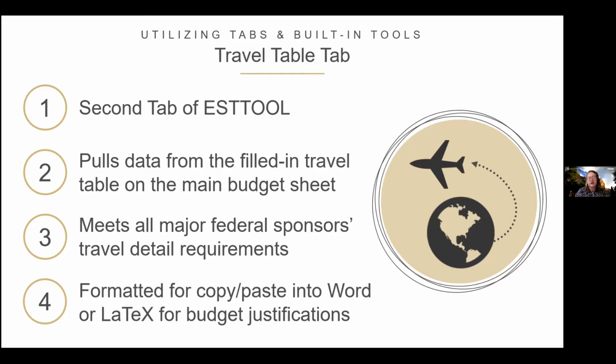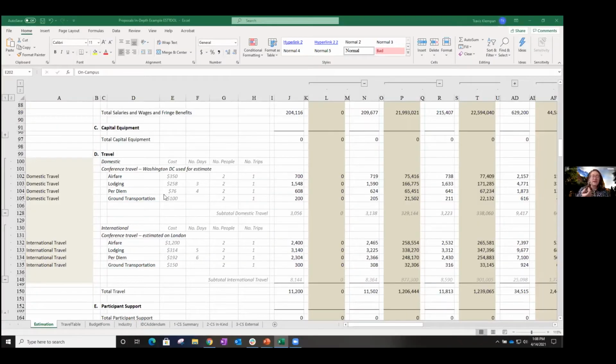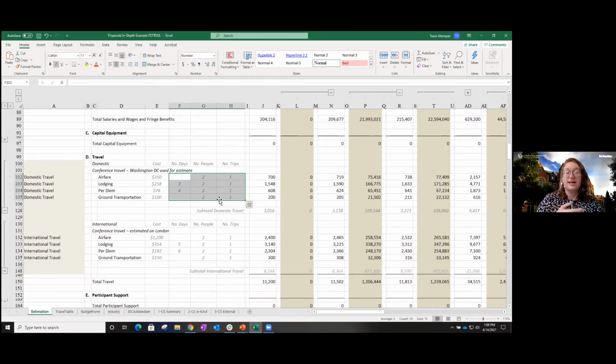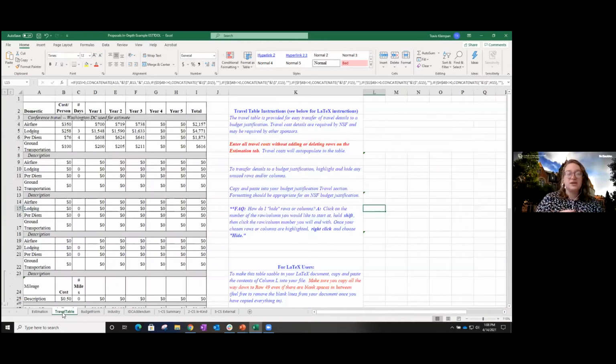So the first thing we're going to talk about are our travel tables. This is the second tab in the estimation tool, and we'll show you where it is, what it looks like, how to use it. This pulls information directly from the main page. So when you fill in the purpose for your travel, the number of days, costs, people, etc., that information is going to move over for you so that you don't have to prepare tables for yourself, especially with NSF who requires these breakouts. This just makes it much simpler.